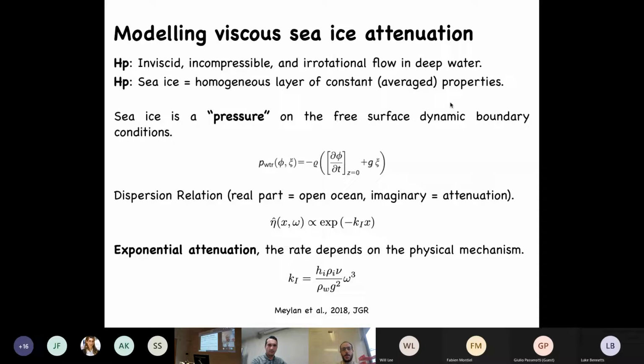Now, among the various models that Meylan proposed, there is one with dependency on a power law with the power 3, omega cubed, which also has dependency on the ice thickness, Hi. And this is the one that I'm going to use in the next few slides.